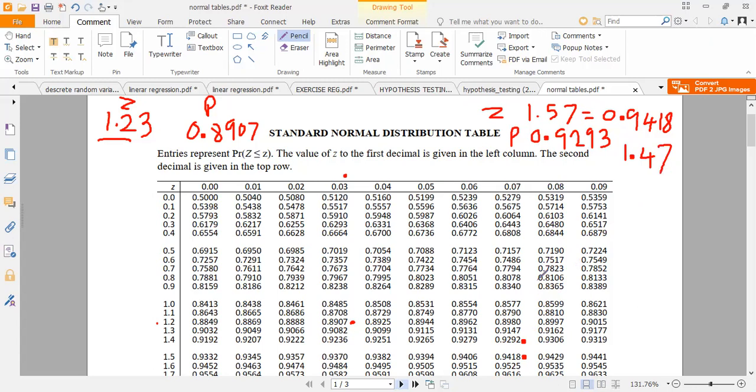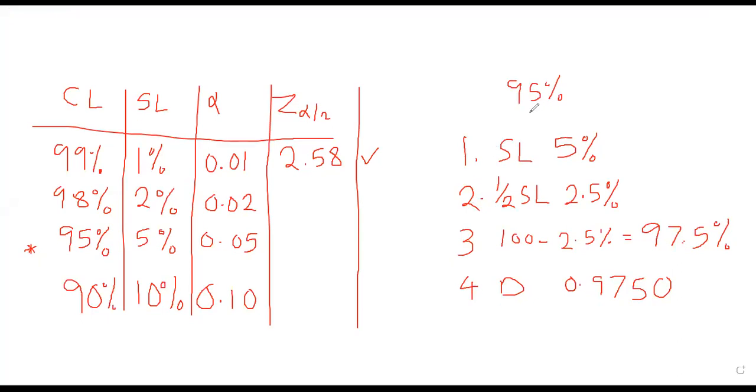Now let's get back to our story. As of now, for 95%, we found our level of significance, which is 5%. Half of it is 2.5. From 100, 97.5, then decimal 0.9750, then find the Z here. Let's look for it inside the table.